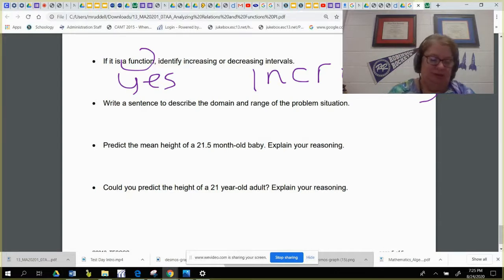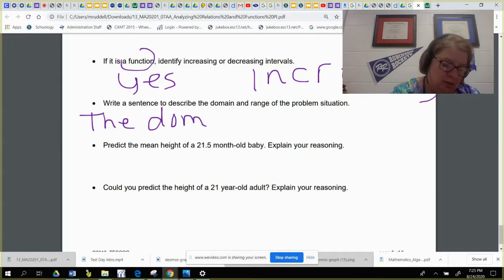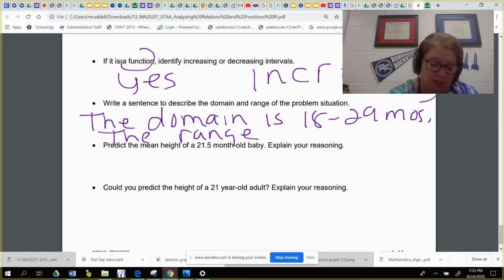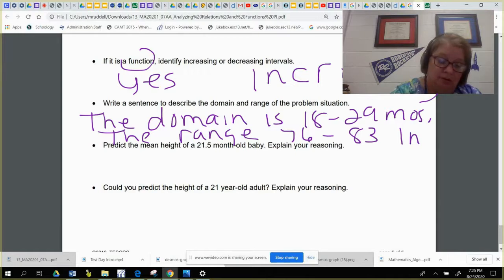Next question, write a sentence to describe the domain and range of the problem situation. The domain was the age. The domain is from 18 to 29 months. The range. What were the heights? 76 to 83. Centimeters. So I put inches, but they were working in Egypt. Everything's going to be in centimeters.